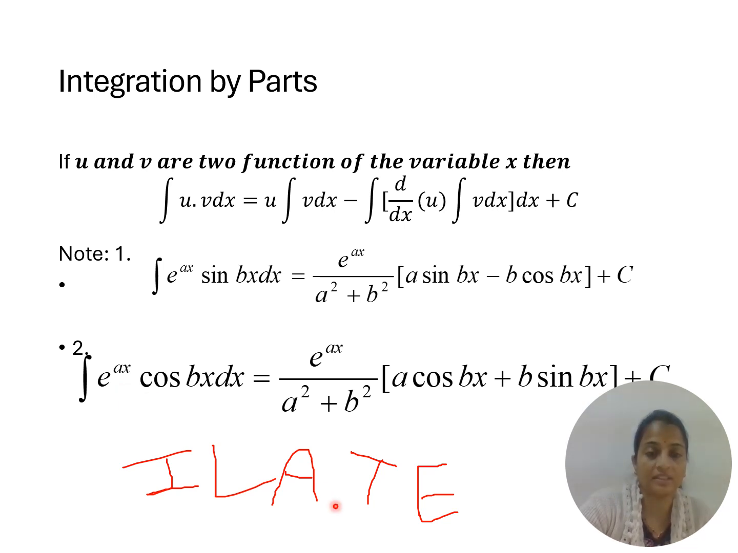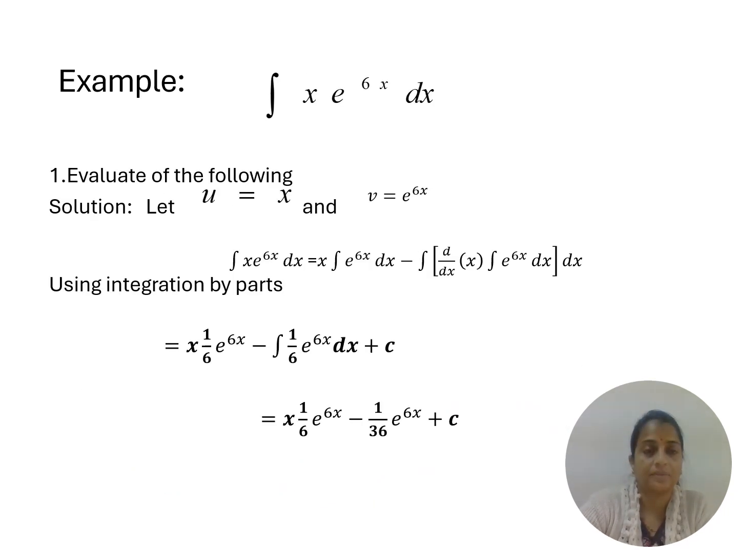So first comes the trigonometric function, so we let u be cos bx and v be e to the power ax, and put all terms in this formula, and we get the answer e to the power ax upon a square plus b square, a cos bx plus b sin bx plus c.